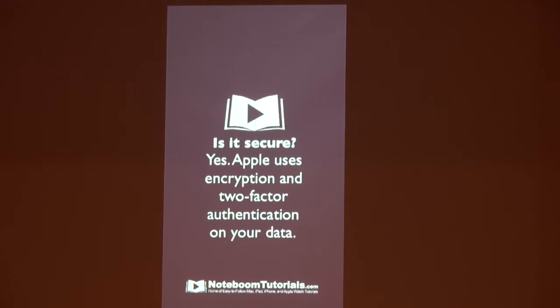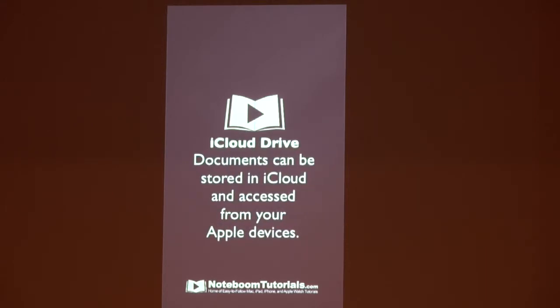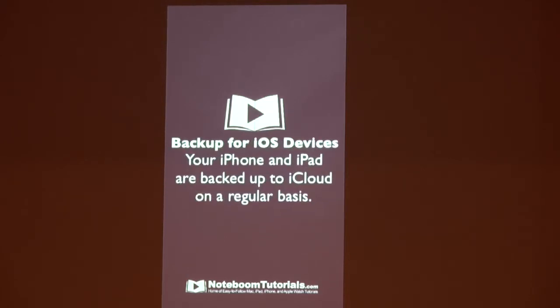So what types of services does iCloud offer? iCloud Photo Library. This is where we can share photos across different devices. I take a photo on my iPhone, it shows up on my iPad or on my Mac. I edit a photo on my Mac, it shows up edited on my iPhone. We have iCloud Drive. This is where we can share documents across different devices. We can also share our documents in the Desktop folder on our Macs. We have Backup. This is where we can back up our iPhone or our iPad devices to iCloud.